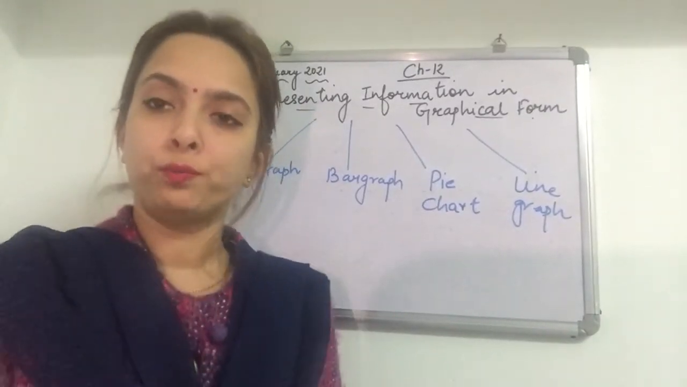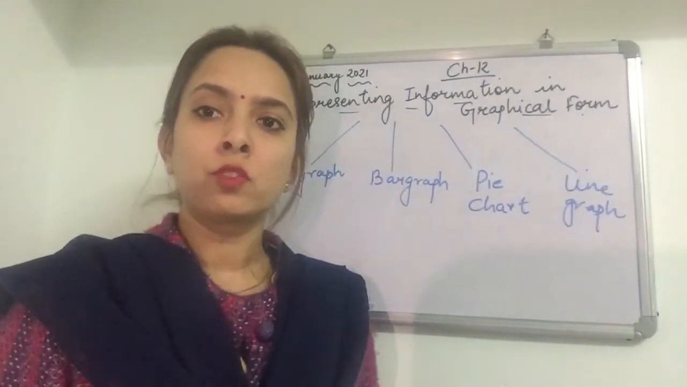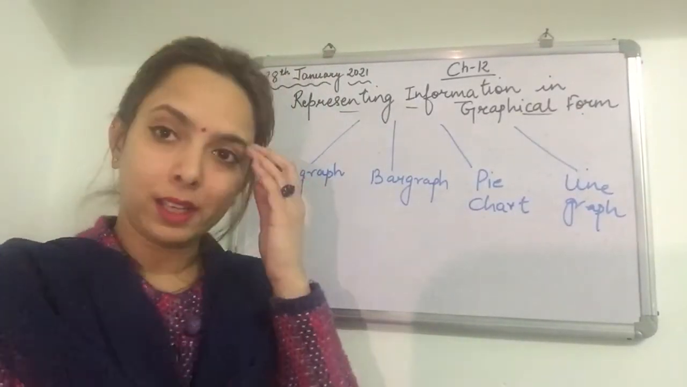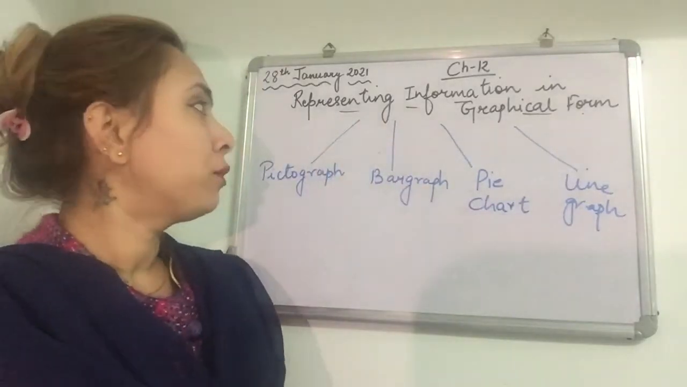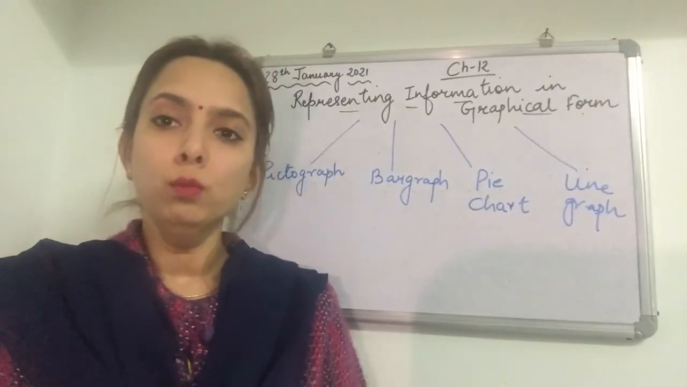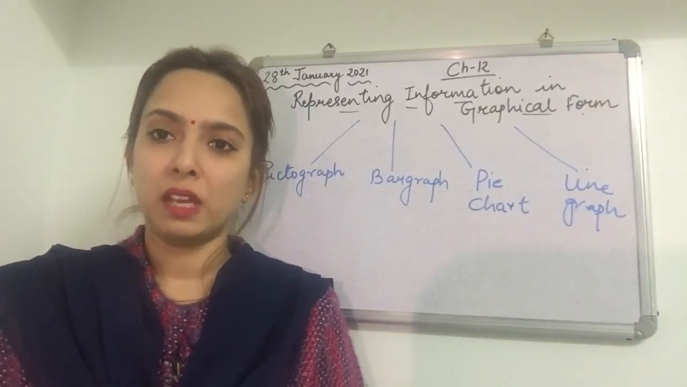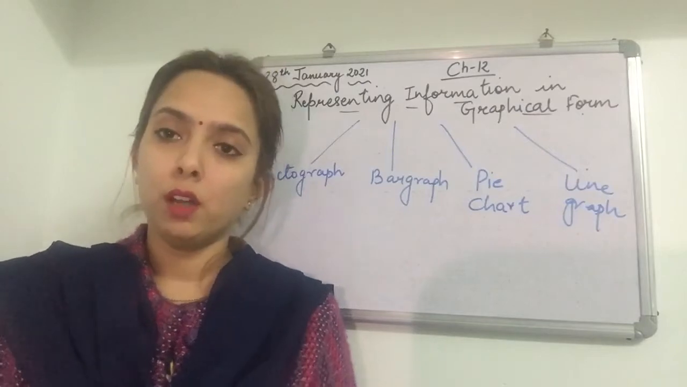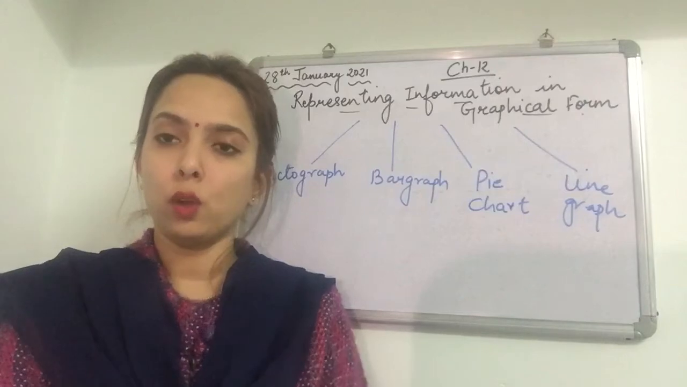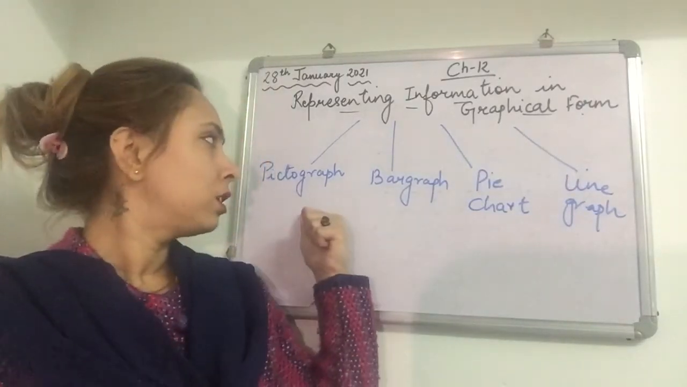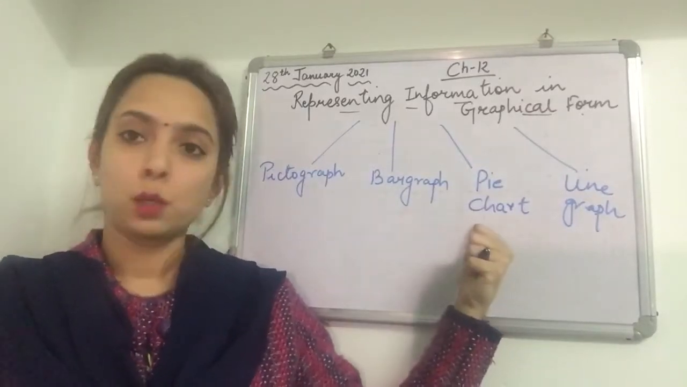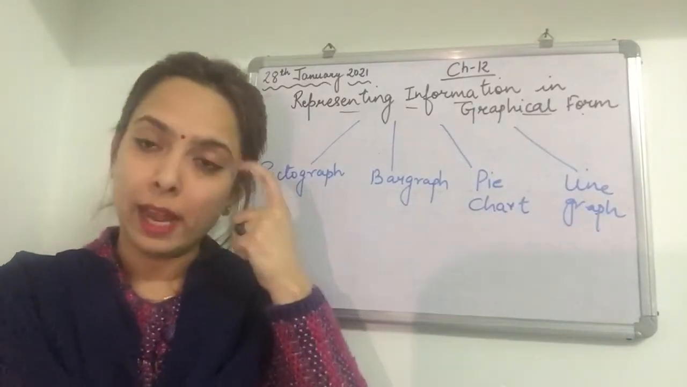Today we are going to study chapter number 12 of maths. The name of the chapter is Representing Information in Graphical Form. So here in this chapter, we will learn to make graphs. There are 4 types of graphs given to you in your book. First is pictograph, second is bar graph, third is pie chart, and the fourth one is line graph.